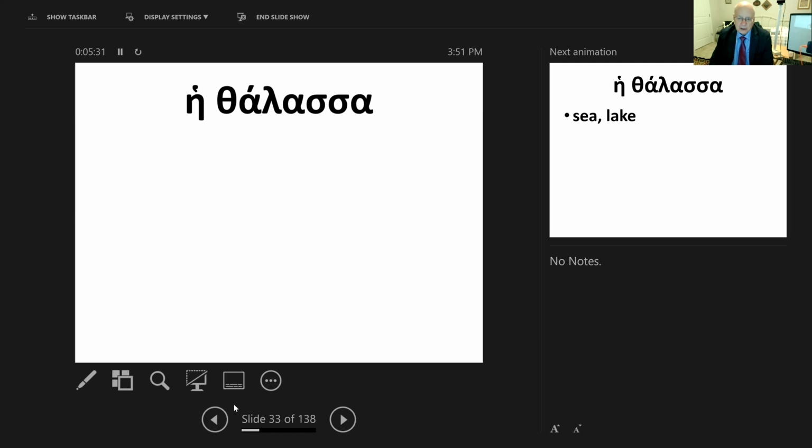I'm going to introduce this word, thalassa. It's not in your vocabulary 6 in your book, but you should add it to your book, he thalassa. Notice how it's spelled with 2 sigmas. It means sea or lake. Greek does not distinguish between salt water and fresh water. So when we say sea in English, we mean salt water. And when we say lake, we mean fresh water.